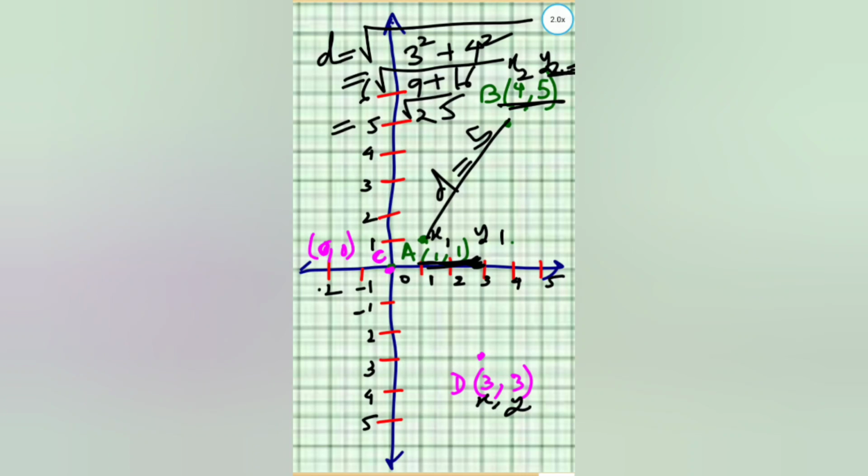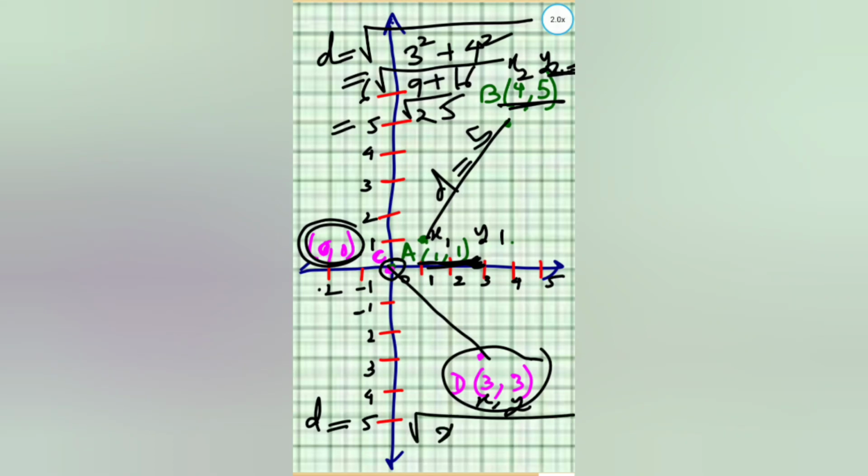When you have one of the points on the origin, now look at C and D, the points C and D. Now C is here, that is called the origin. Its coordinates are 0 and 0. And this one we can call D. Look at D here, 3, 3. It is called just x, y. No x1, y1 or x2, y2. Just x and y. Then the formula to find CD is very simple. Distance is equal to the square root of x square plus y square.